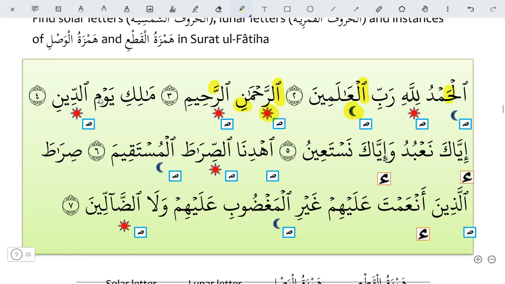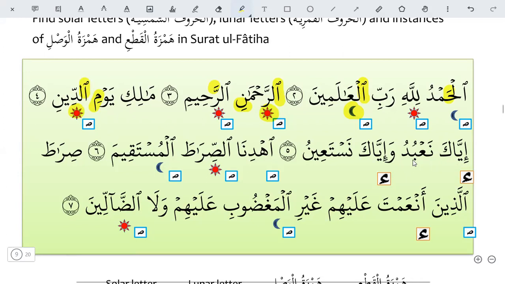Maliki yawmiddin. This da has tashdid. So we cannot pronounce this alif. Yawmiddin. This meem we will pronounce here with the da. Middin. Maliki yawmiddin.